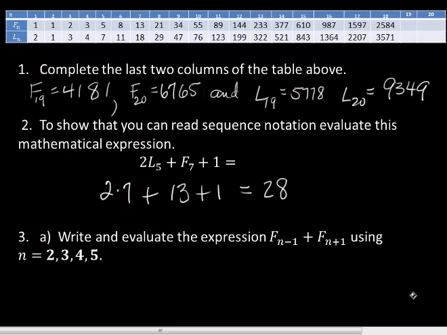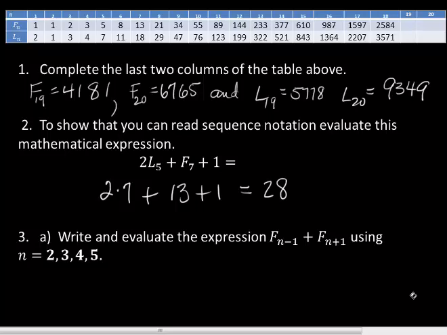At the top of the page on test 1, you see a table of Fibonacci and Lucas numbers. I give you the first 18 of each, and in question 1 I ask you to compute the 19th and 20th Fibonacci and Lucas numbers. By adding the 17th and 18th, we get the 19th Fibonacci, 4,181. Then adding the 19th and the 18th, we get the 20th Fibonacci, 6,765. And same for the Lucas numbers, we do the same.